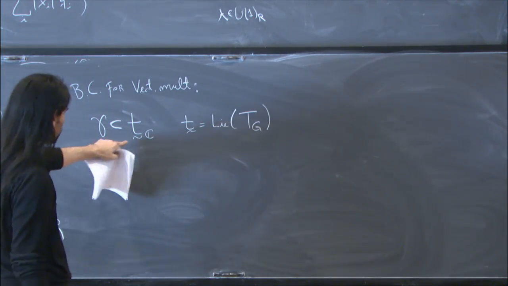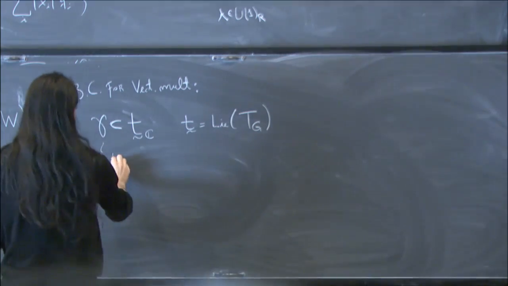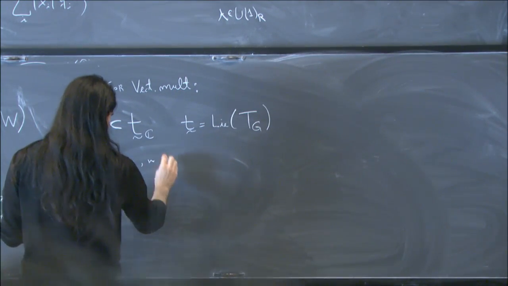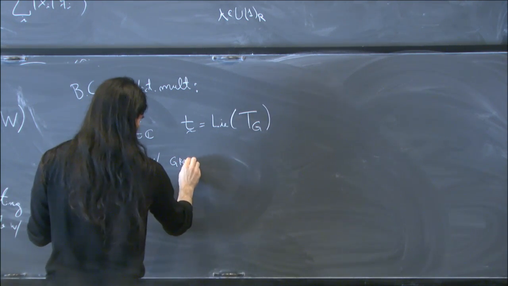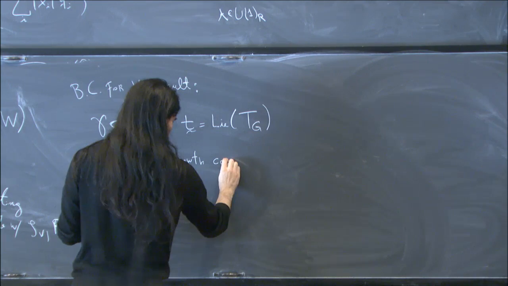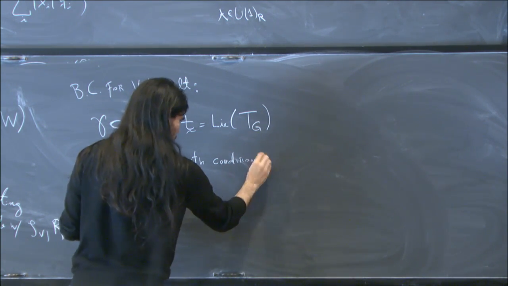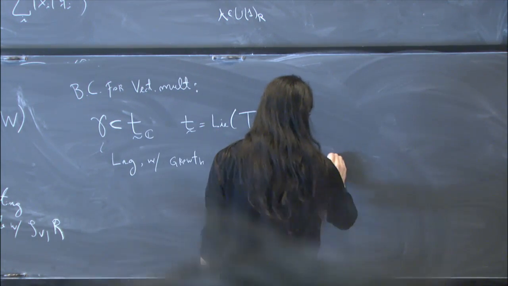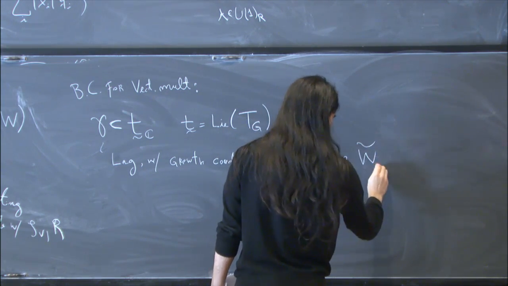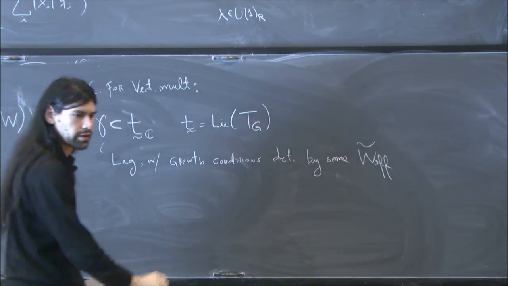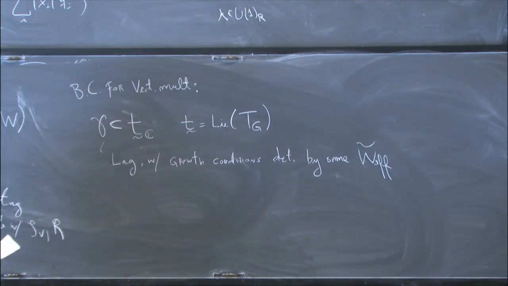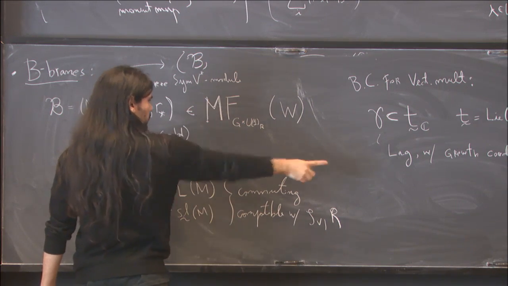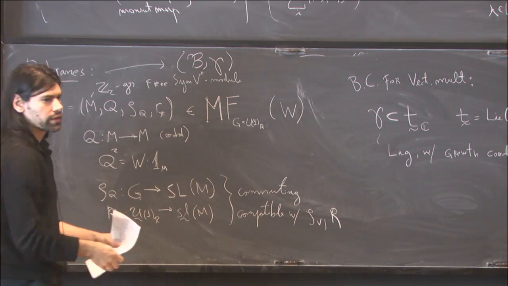So you need to take a Lagrangian here, which is non-compact. So this is some Lagrangian with growth conditions determined by some effective potential that we will define in a while. So by now it's just a Lagrangian in here, middle dimensional. So the B-brane will be just this pair. We will talk about this gamma in more detail when I define the central charge, actually.